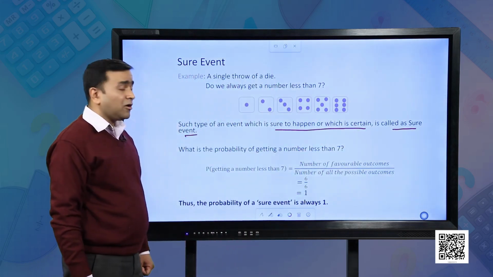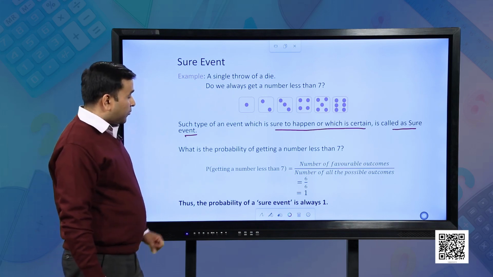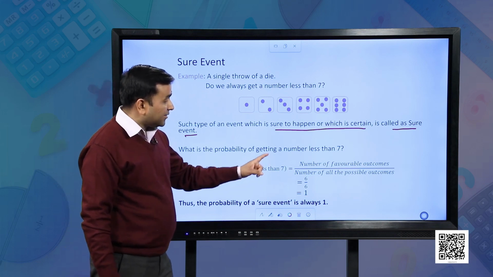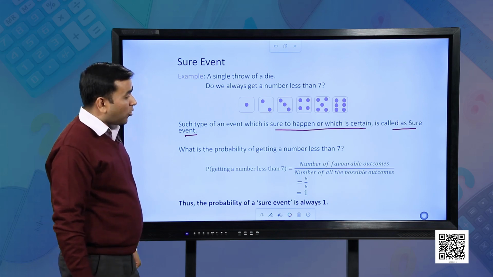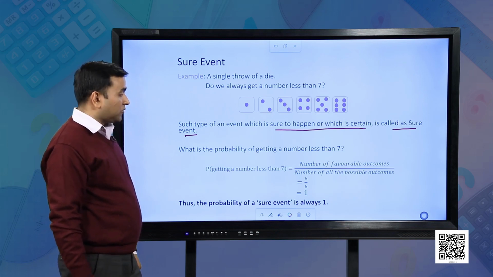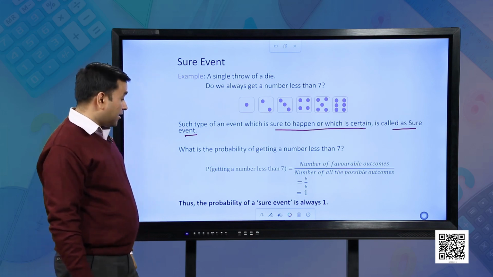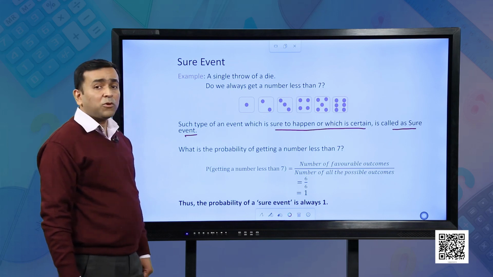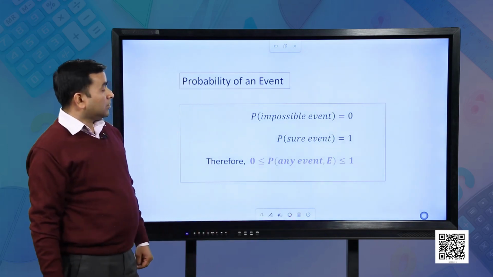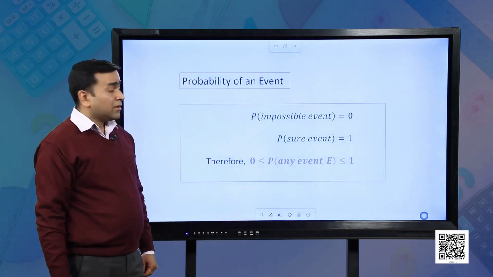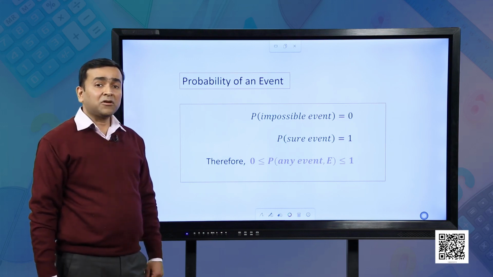So, what is the probability of such a sure event? Let us find out. Probability of getting a number less than 7 is nothing but the number of favorable outcomes divided by the number of all possible outcomes, which is equal to 6 upon 6 equal to 1. So, again we get another result, that the probability of a sure event is always 1. Let us recap. Probability of an impossible event is 0 and probability of a sure event is 1.